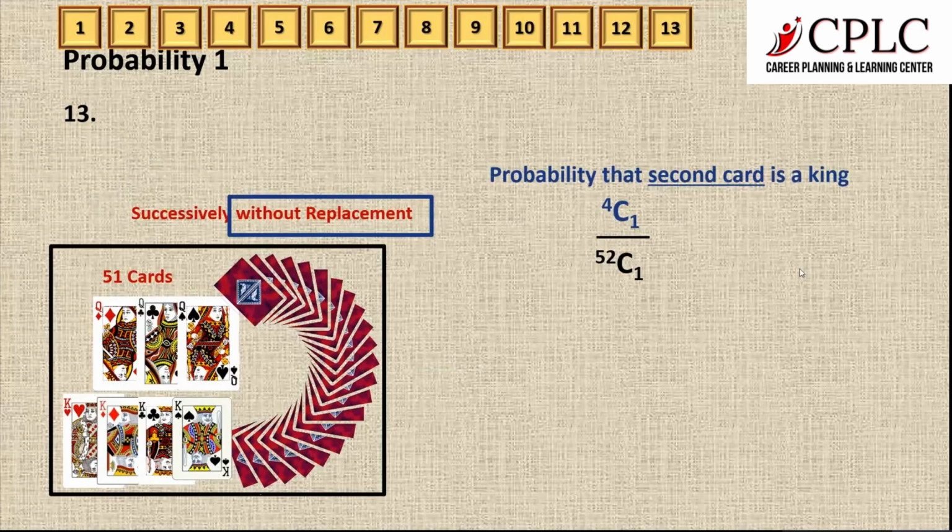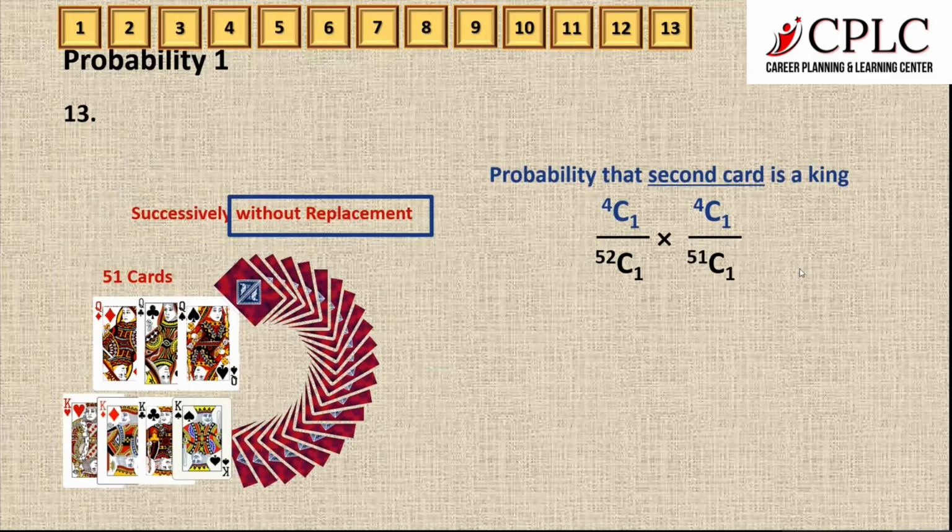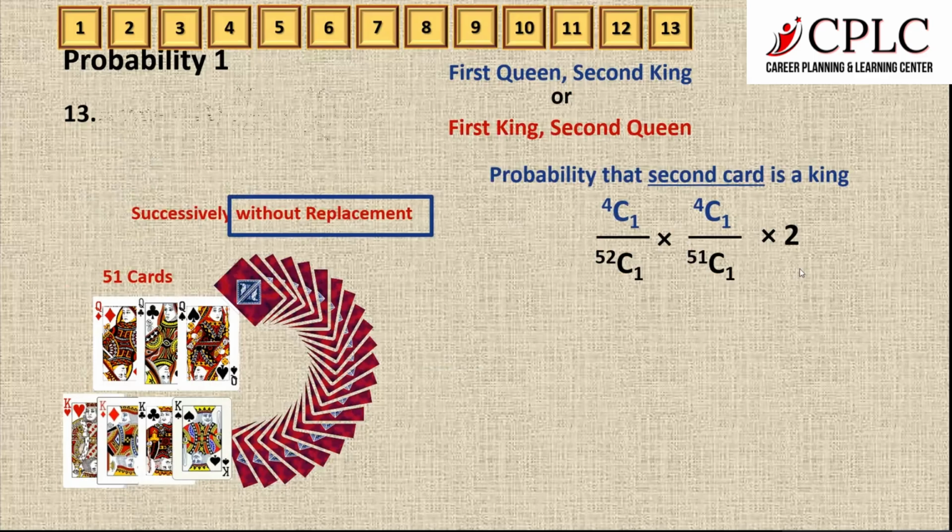So probability that second card is a king is going to be 4c1 upon 51c1 and not 52c1, because we are not going to consider the card which we have removed. And there's a multiplication in between. Now, we have two possibilities, that is first king, second queen, and first queen and second king. That means we are simply going to multiply by 2. Hence option 1 is going to be the final answer.